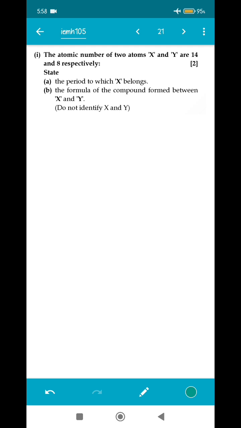So you don't have to identify X and Y. You can actually do it in the rough section. That's not a problem, but you don't have to write it in the answer sheet. Alright. So X and Y, let's write the electronic configuration for each of them.